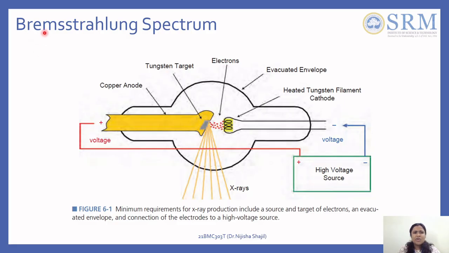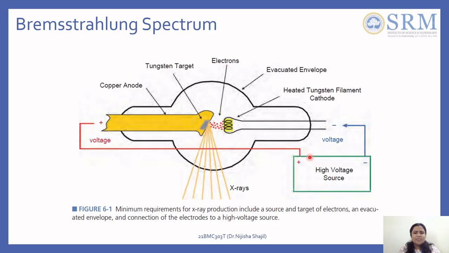First we will see what you mean by the Bremsstrahlung spectrum. This is nothing but the concept that we told now. In that way, when the X-rays are produced, they are called a Bremsstrahlung spectrum. We'll see one by one in detail. So what happens here? First thing is an anode.